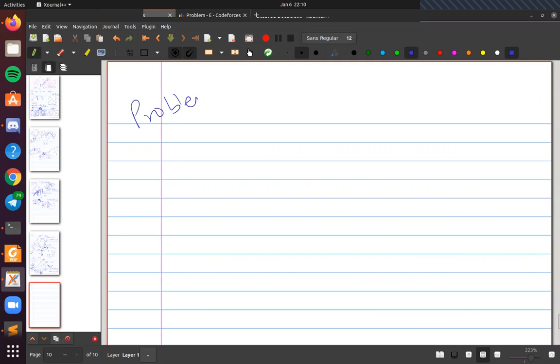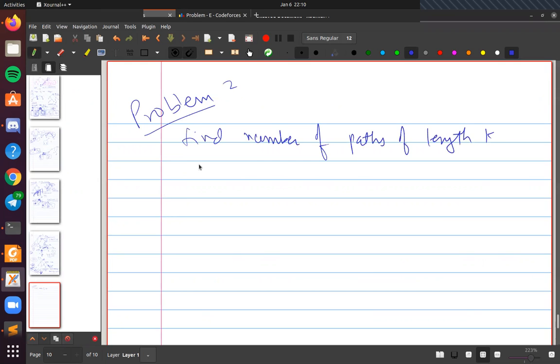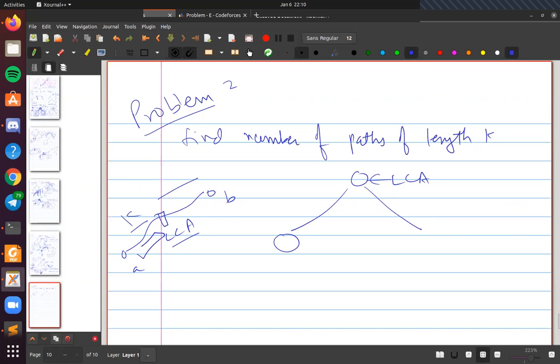So this is the standard centroid decomposition problem: find the number of paths of length k. Any path A to B will have an LCA in between, so we use centroid decomposition. The idea is that this will be the LCA. Any path of length k can split as x and k minus x.